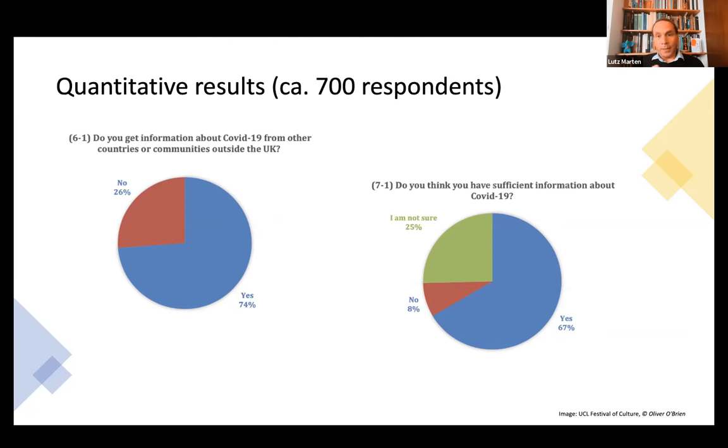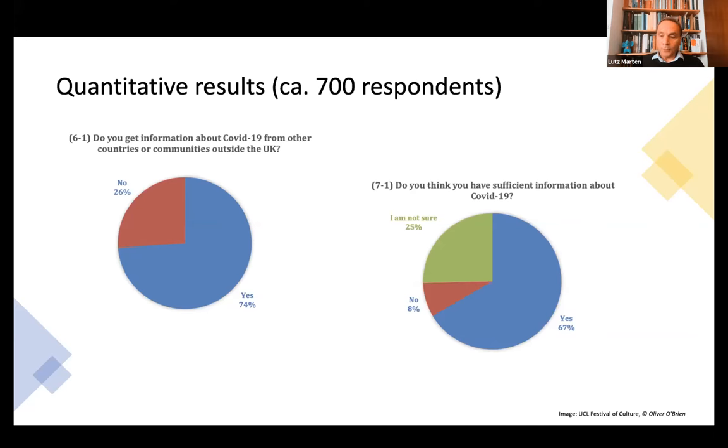And then the other question we asked: do you think you have sufficient information about COVID-19? A fairly solid 8% said straightforwardly no. And a quarter of respondents say they are not sure, but they have information. 67% said yes, we have. So information really plays a role here.